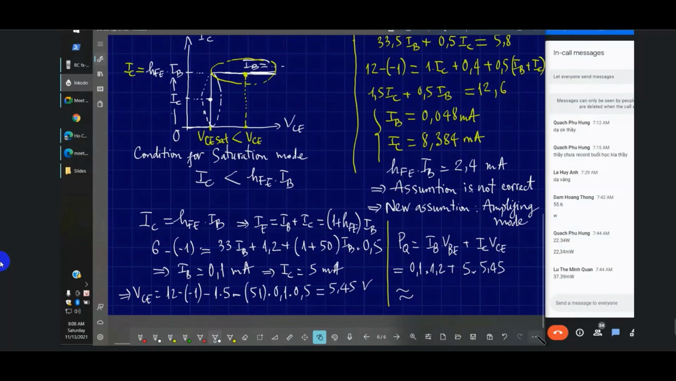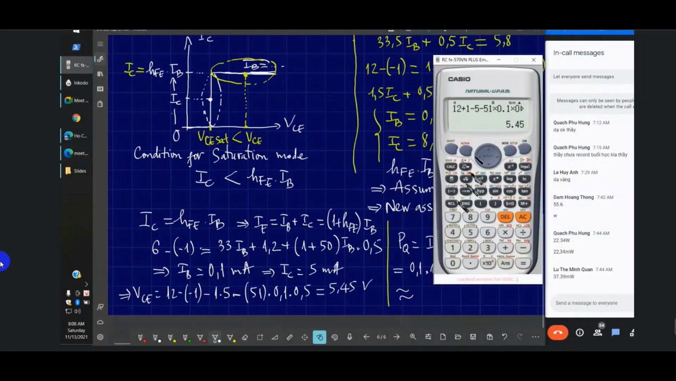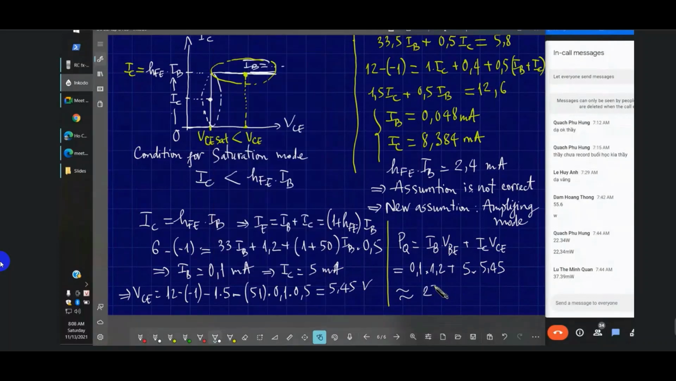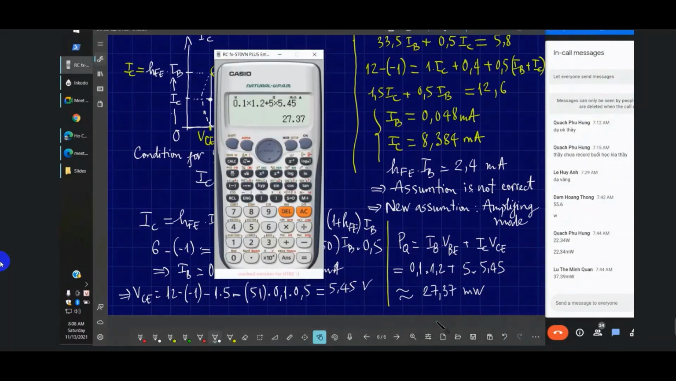Okay, so 0.1 multiplied with 1.2 plus 5 multiplied with 5.45. Okay, and it is 27.37 milliwatt. Okay, am I right or not?